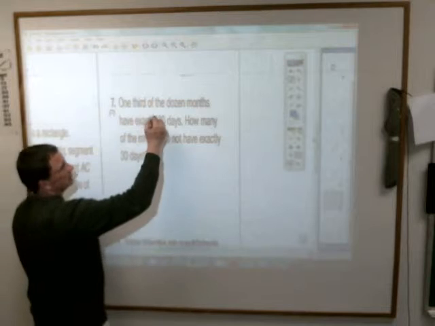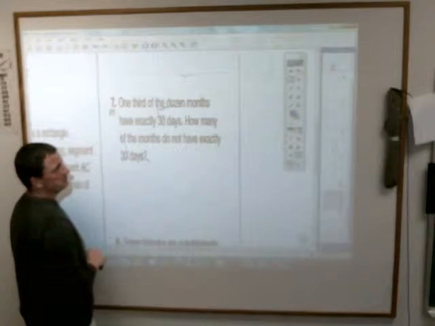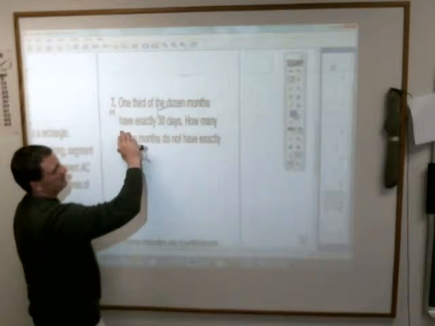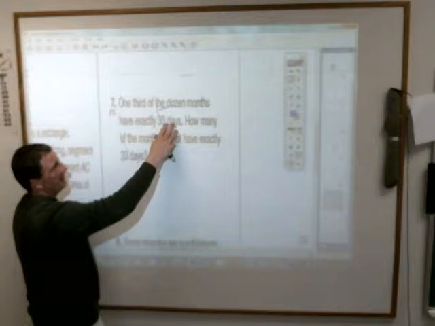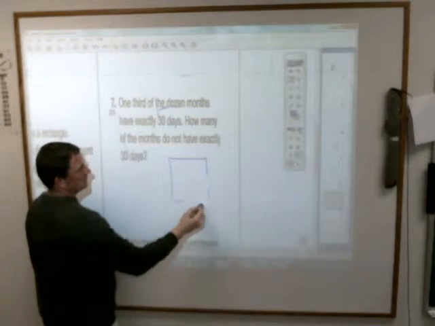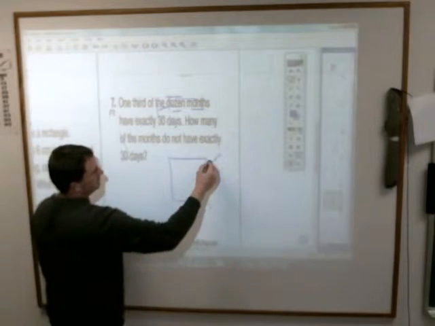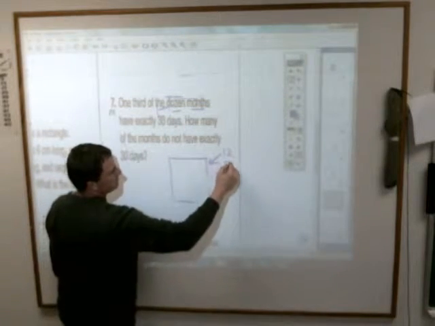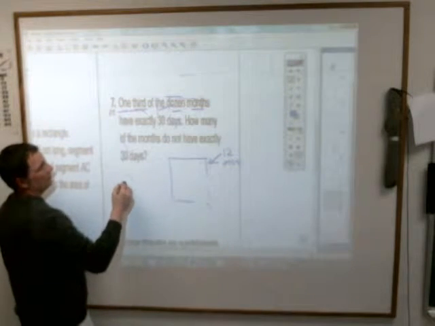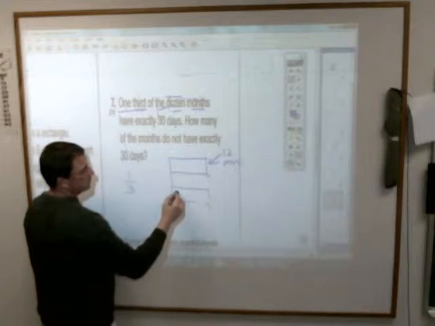First of all, this is not really important to doing the problem. They're just asking. They could have said half of the third months have 3 letters in it, or start with the letter A or whatever it is. You should draw your little box. The box stands for dozen months. What am I splitting that into? Thirds. What is 1/3 of it?